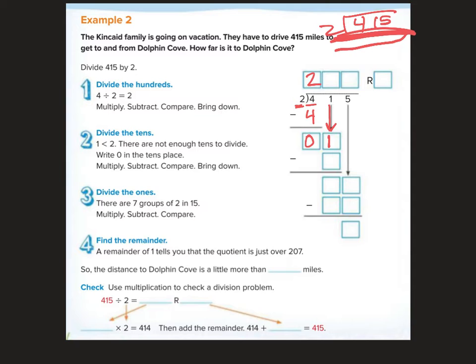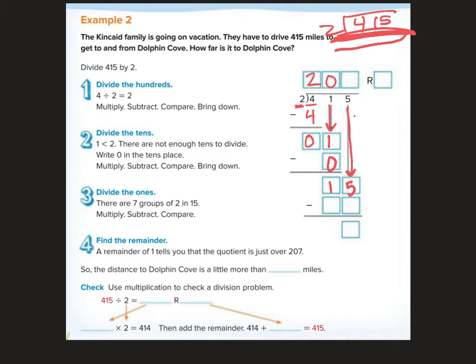1 divided by 2. If I count by 2s, can I get to 1? 2, 4. 1, 2 is too much. So that means 0 2s. Multiply. 2 times 0 is 0. And subtract. 1 minus 0 is 1. Bring it on down. And bring it on back.